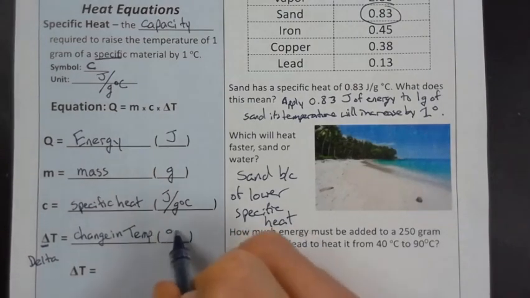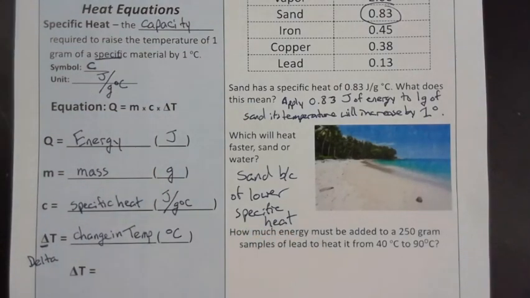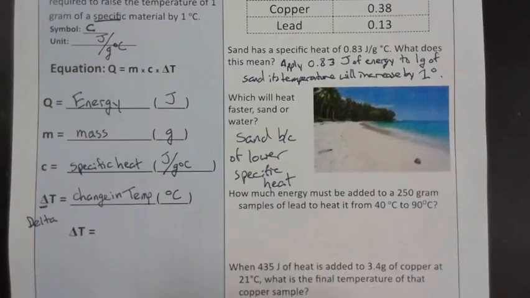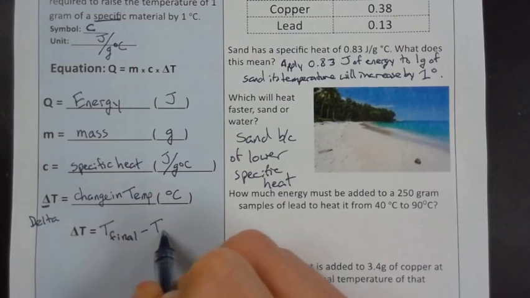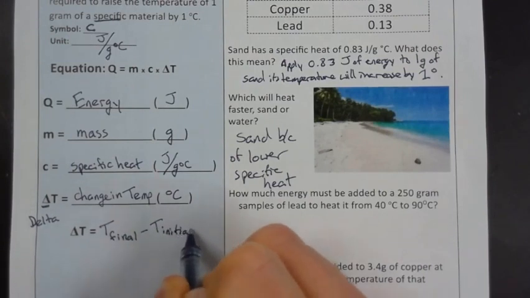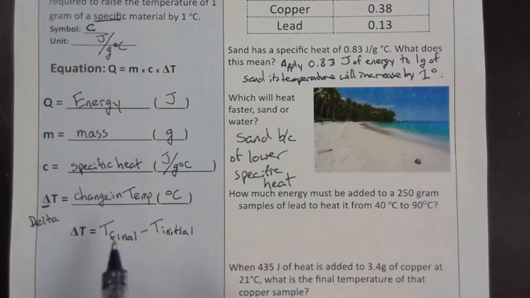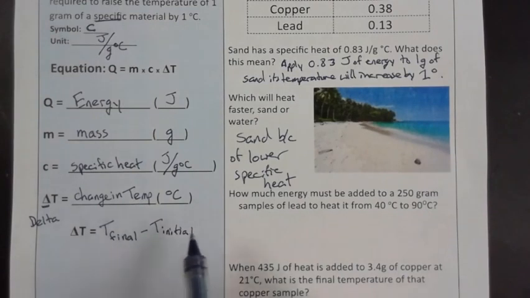Now we're still going to measure our temperature in units of degrees Celsius, but the way that we're going to calculate delta T is we're going to say T final minus T initial. So what was our ending temperature if it warmed up or cooled down minus our initial temperature? And it's always going to be final minus the initial because we want to look in terms of where did we end from where we began.